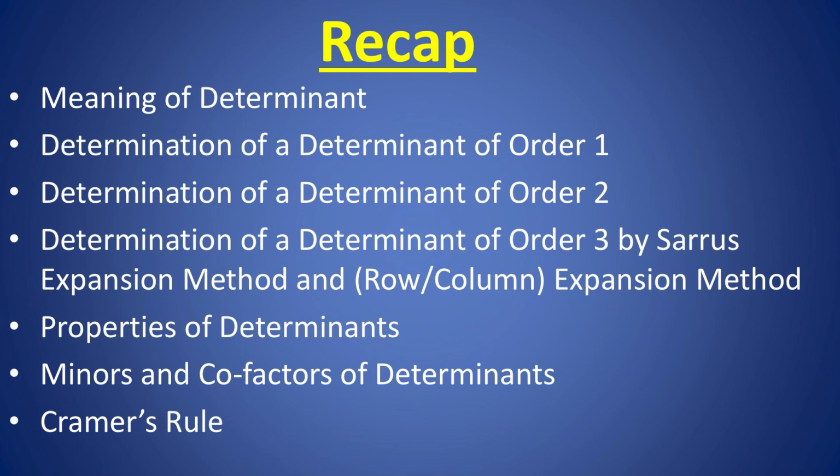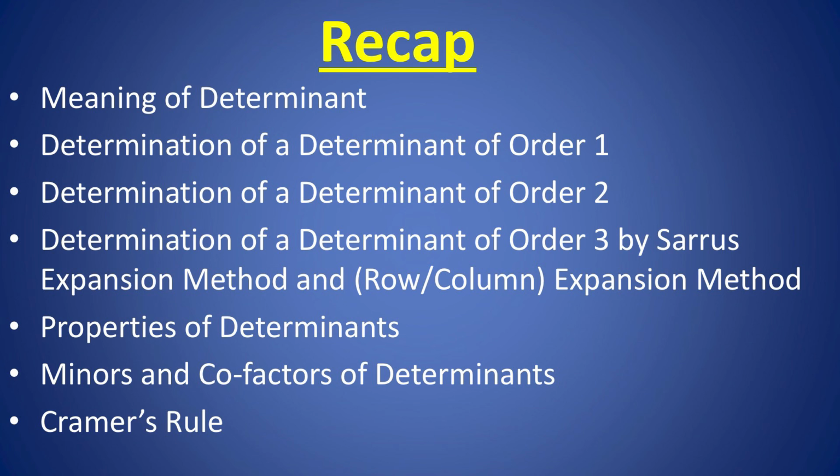Next, what we have done? We have discussed how to find out the minors and cofactors. So, minor is nothing but the determinant that is obtained by deleting the row and the column in which the element exists, and cofactor is nothing but a signed minor. That means, in cofactor we take into account the sign of the position of the element.